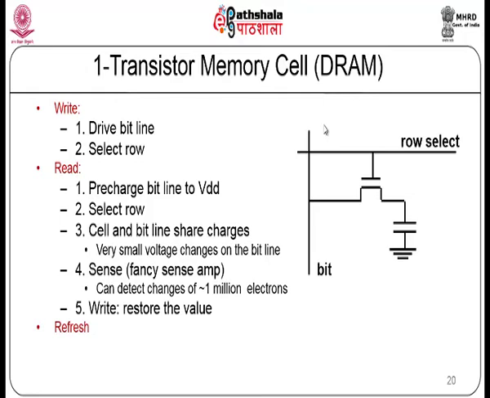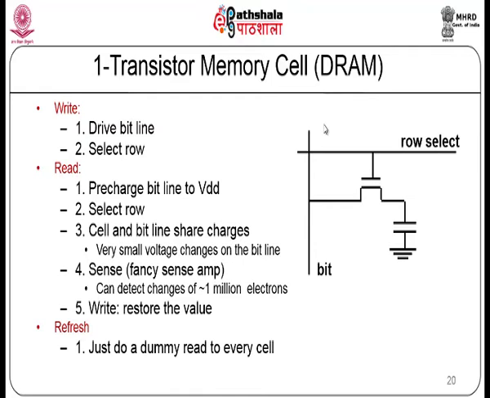You will have to pre-charge the bit line to VDD, and here the cell as well as the bit line share charges. Very small voltage changes on the bit line are sensed, and for reading purposes you have a sense amplifier which can detect changes of about 1 million electrons, and that change is sensed and gives out a data of 0 or 1. And every time you do a read operation, you will have to write by restoring the value.